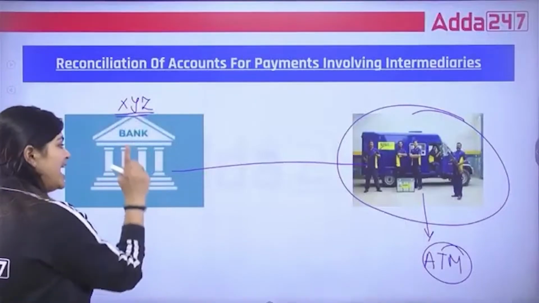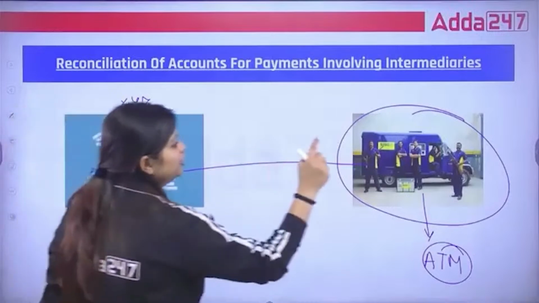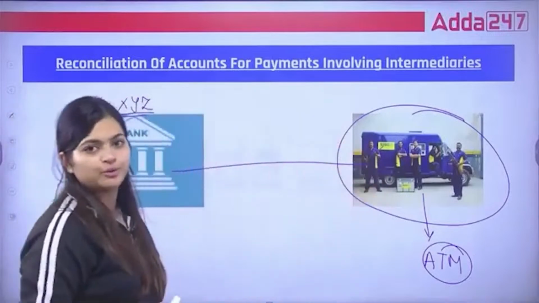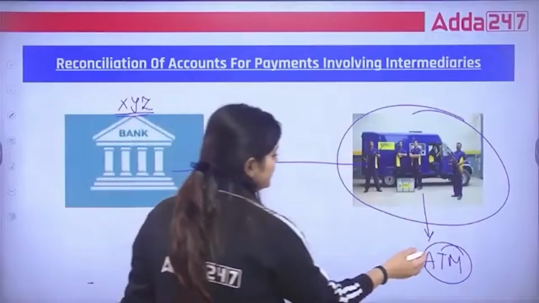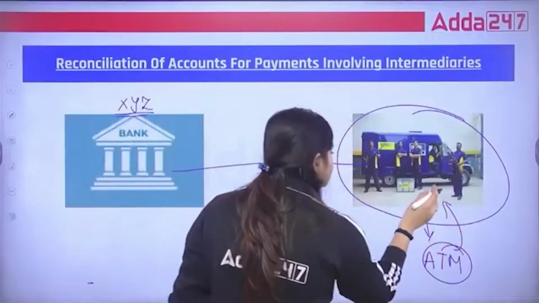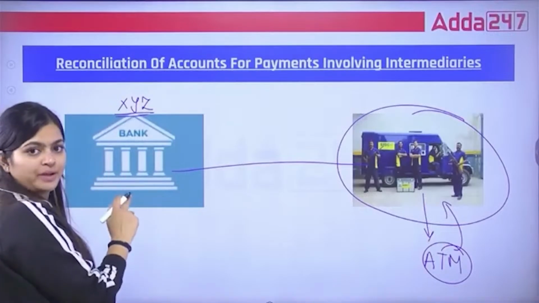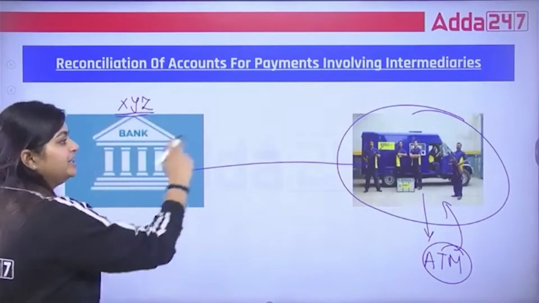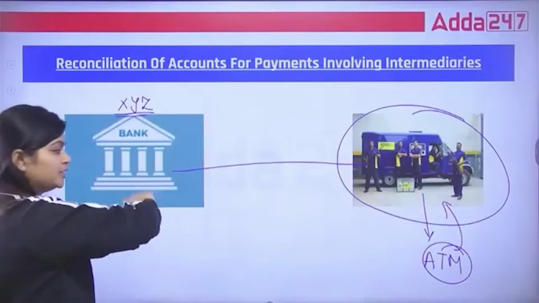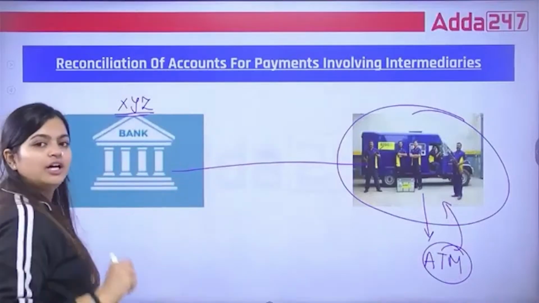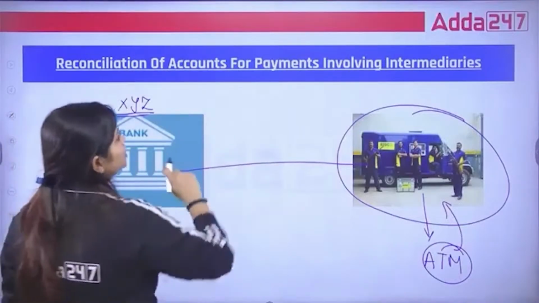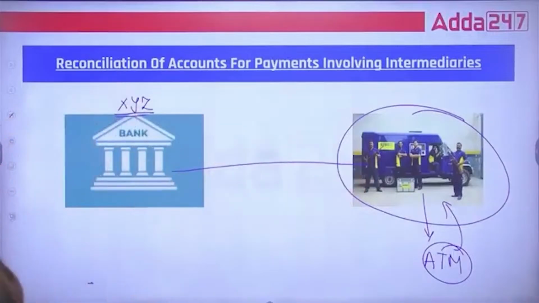So here your bank will make the document, and this third party will also make the document, that whatever cash they are withdrawing from this ATM is similar to what the bank software is showing. So here they are going to create the reconciliation in this bank and in this third party. Correct? So this is the reconciliation of accounts for payments involving intermediaries. Now this is the first one.